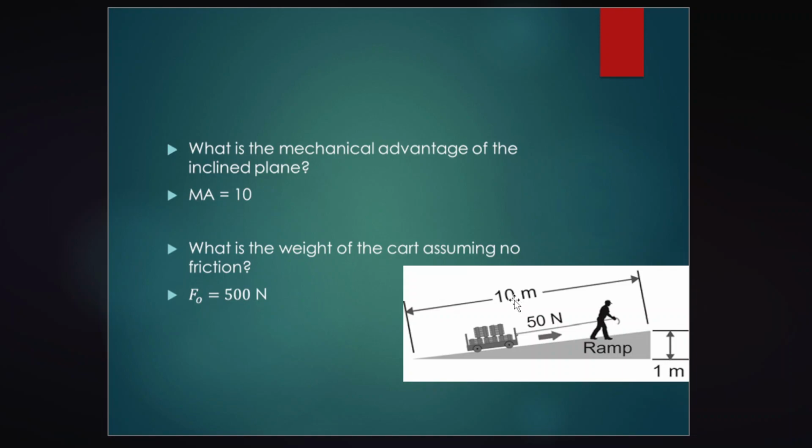So 10 times 50 is 500 newton meters. That's how much work you did. If you just picked it up 1 meter times 500 newtons for the weight, that's 500 newton meters. So both situations are 500 newton meters. You do the same work. You have the same energy. It's just a matter of how you get there.